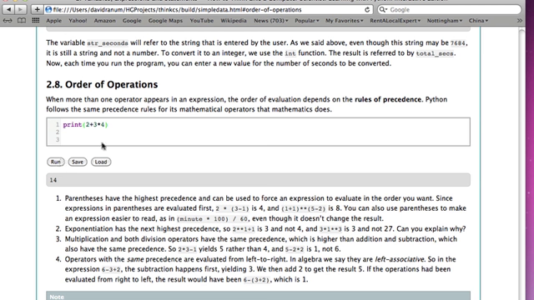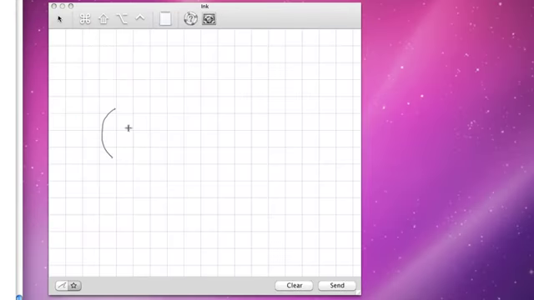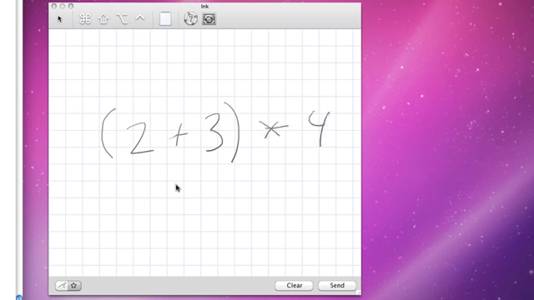Now what if we really had wanted the addition to be done first? The way that we would force the addition to happen first is by placing it inside of parentheses. And so if I were to write this expression, 2 plus 3 inside of parentheses multiplied by 4, then the rule is that even though multiply has higher precedence than plus, because the plus, the addition, is inside of parentheses, the 2 and the 3 will be added together first, and that result then will be multiplied by 4.